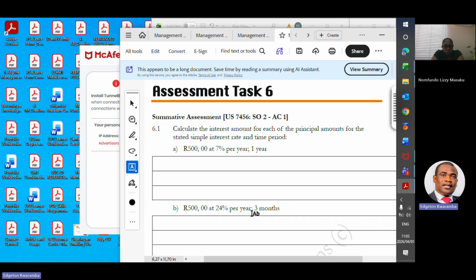Same, but this one is a bit different because the interest rate is 24% per year, but you only did 3 months. So you first calculate 24% per year, and you calculate like it's for 1 year, and then that amount you divide by 4 because 3 months is 1/4 of a year. So do interest rate for a year, 500 times 24% times 1. And then whatever we find, we divide it by 4 because 3 months is 1/4 of a year.